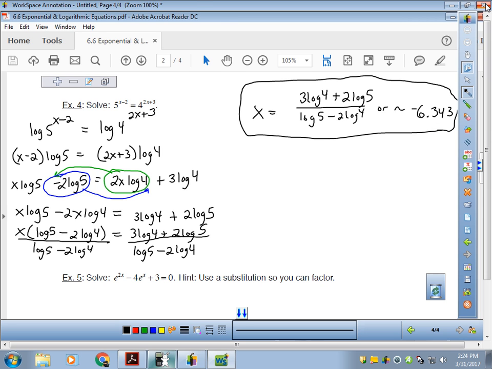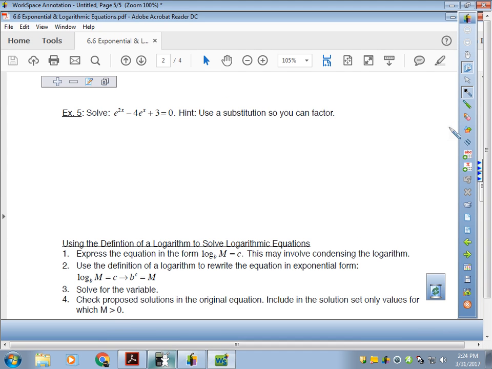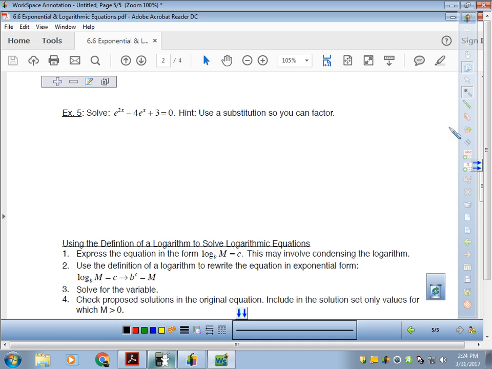All right. Example 5. Example 5 asks us to solve e to the 2x minus 4e to the x plus 3 equals 0. Hint: use a substitution so that you can factor.